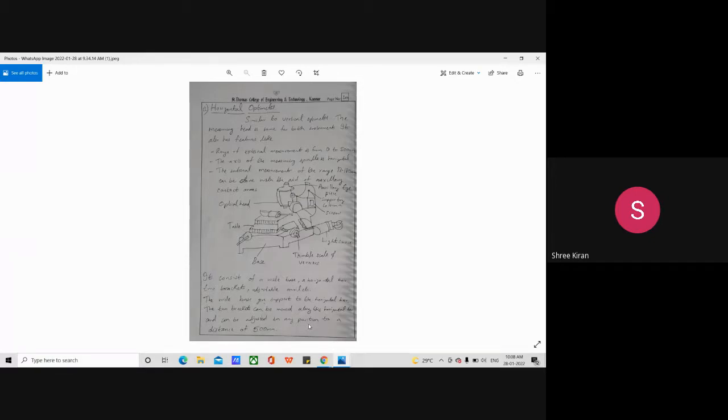In the case of the horizontal optimeter, what happens? The horizontal optimeter is similar to the vertical optimeter, where the measuring head is the same for both the instruments. Both measuring heads carry the same technical know-how for measuring.